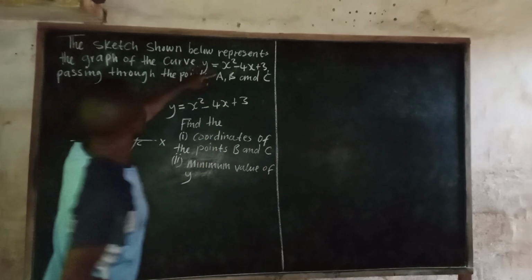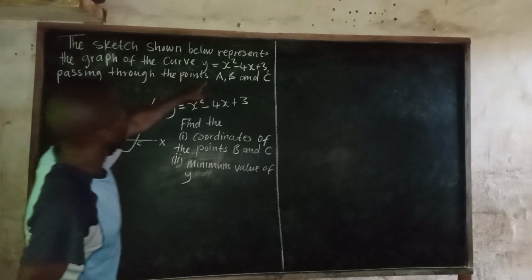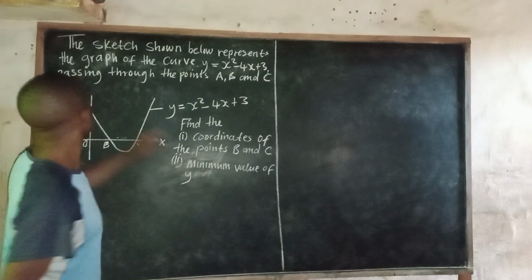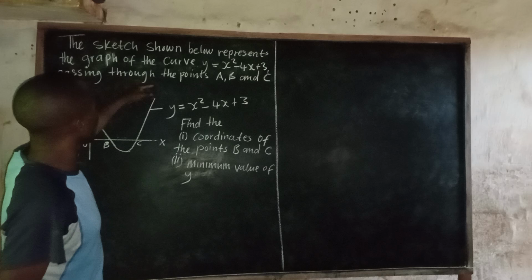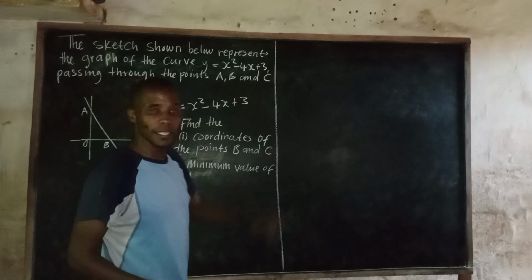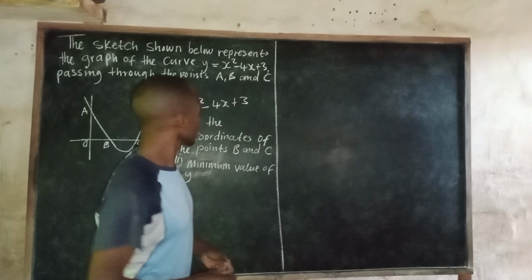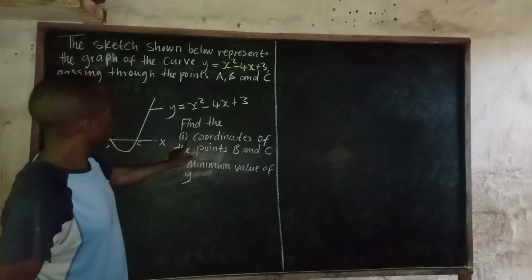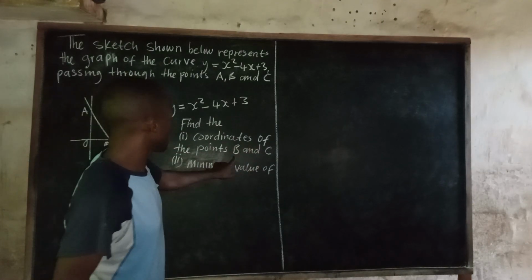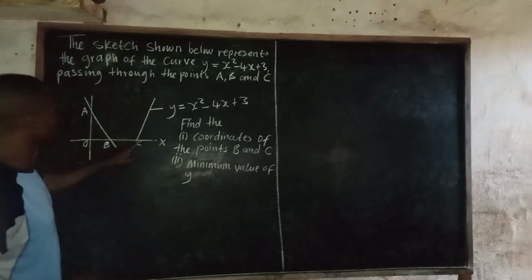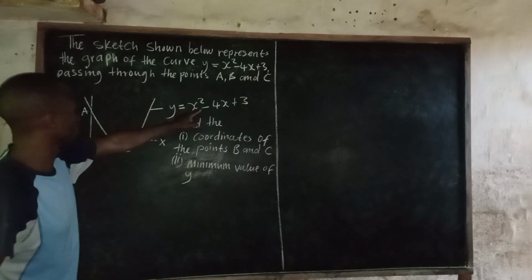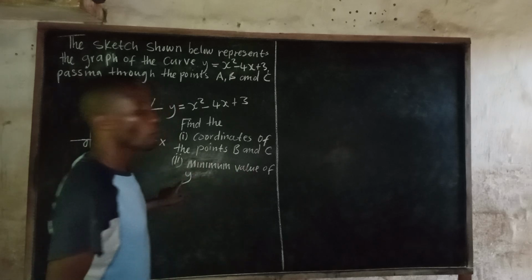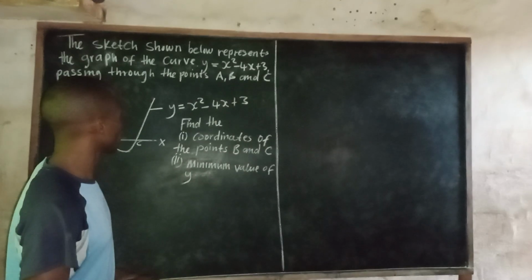So the sketch shown below represents the graph of the curve. This is the curve, y equals x squared minus 4x plus 3, passing through the points A, B, and C. So now, the question: find the coordinates of the points B, C. This is the curve which they are talking about. Then the minimum value of y. How are we going to find this one?